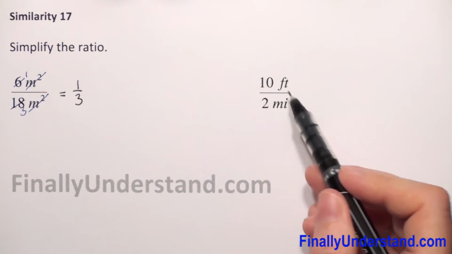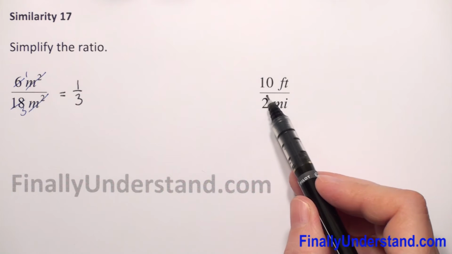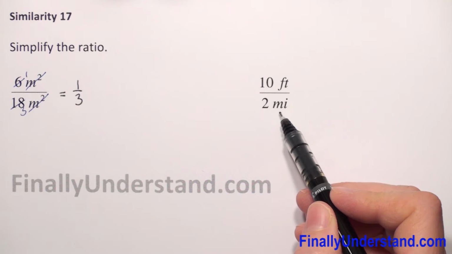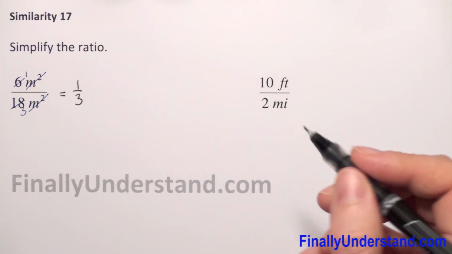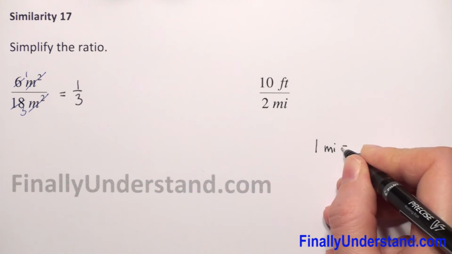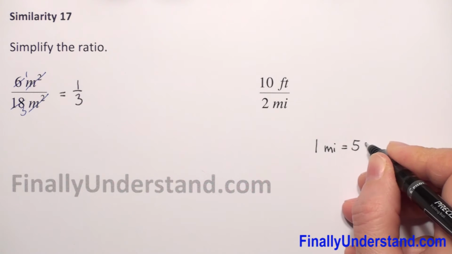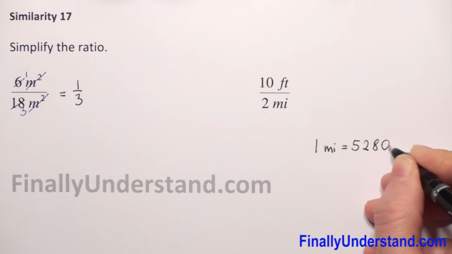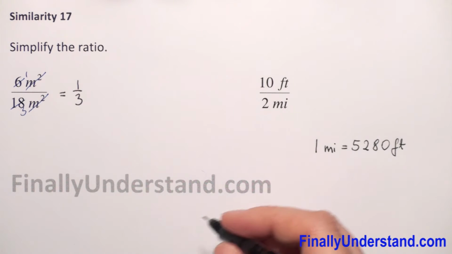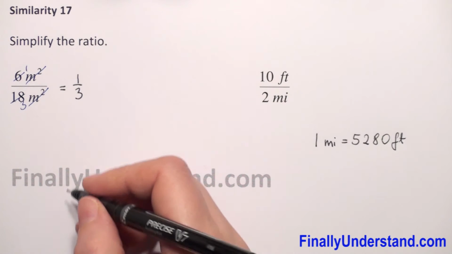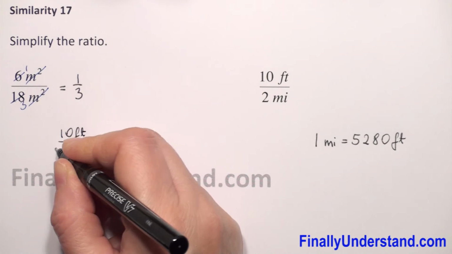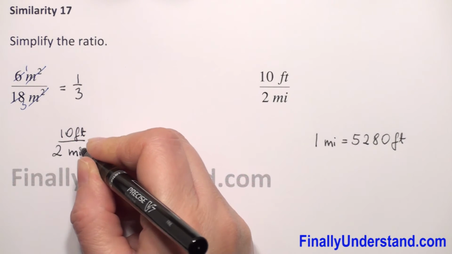And the second ratio, we have 10 feet over 2 miles. We know that 1 mile is equal to 5,280 feet. So let me copy our ratio. We have 10 feet over 2 miles.